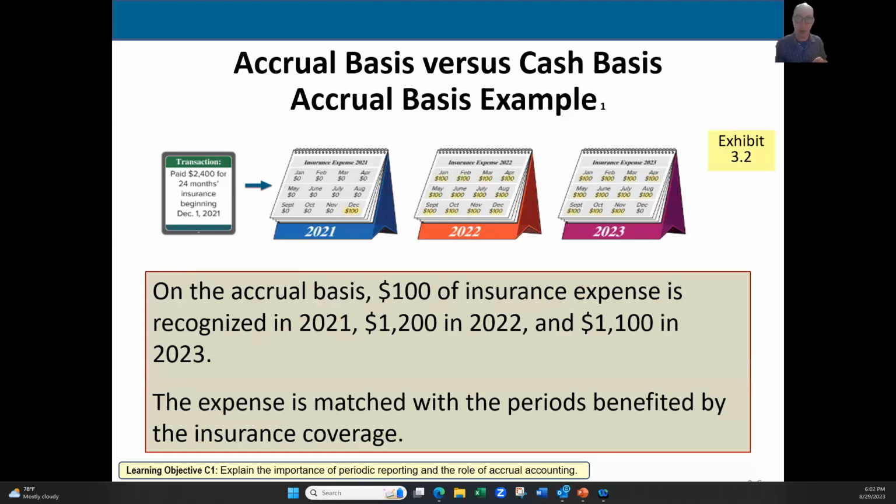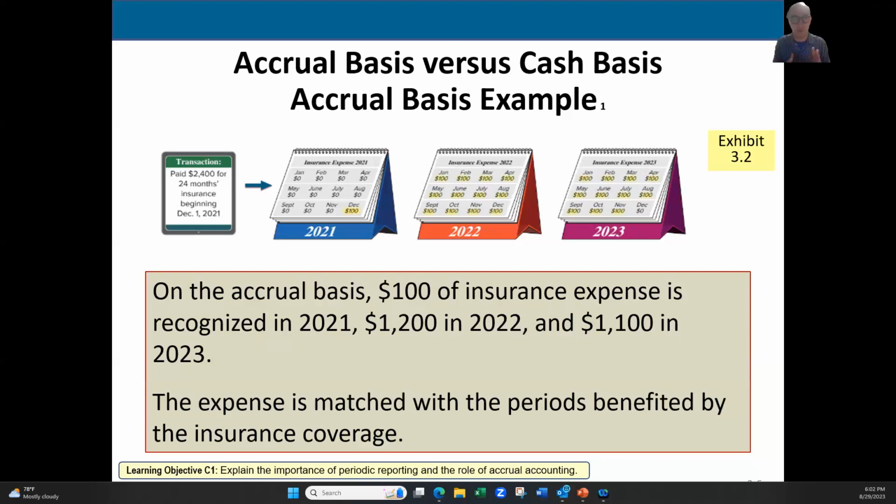Here's what it looks like on accrual-based accounting. In accrual-based accounting, I spread the amount over the time period that insurance covers. It's 2 years. The policy started on December 1 and ended November 2023.